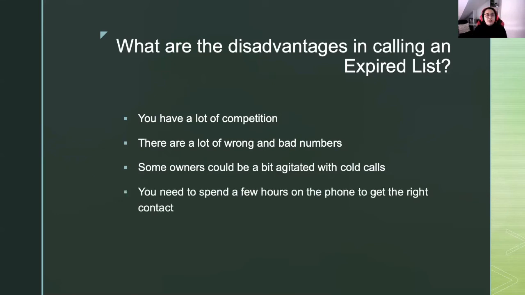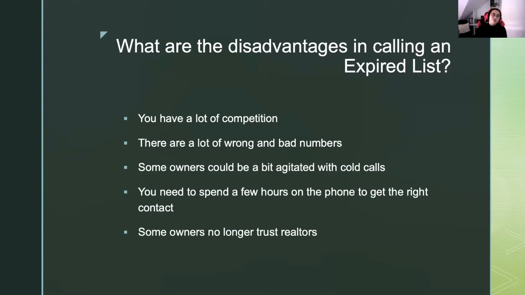Okay. Another disadvantage is that because there are a lot of different phone numbers associated on the list, you might have to spend hours on the phone, okay, just to get the right contact. All right. Another disadvantage is some owners no longer trust realtors. Okay, it's normal because you tried to sell it with a realtor, it didn't work.